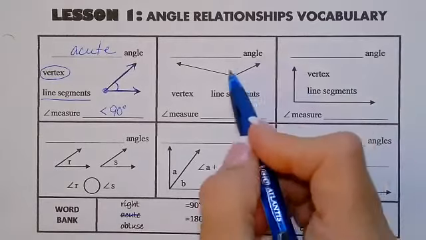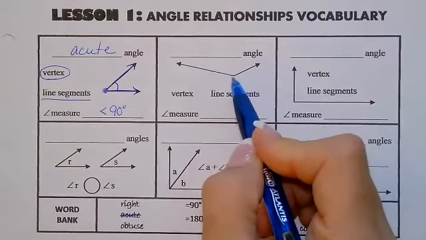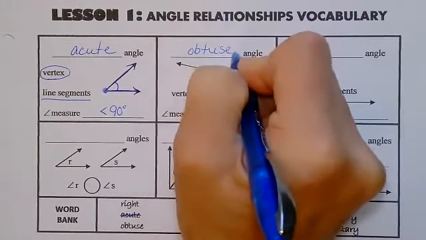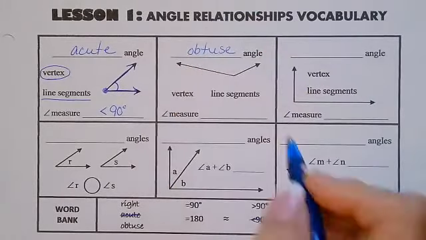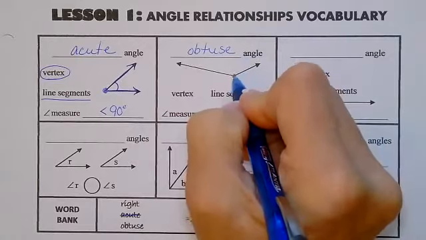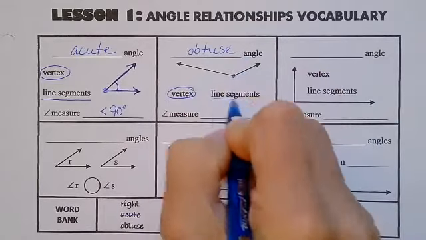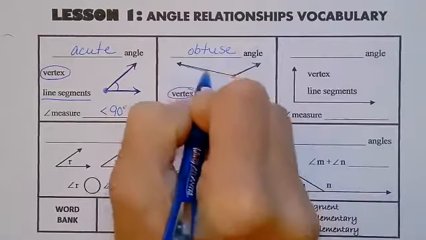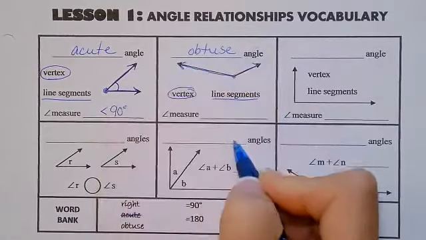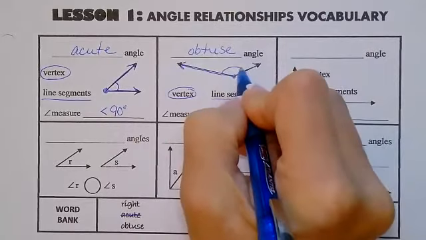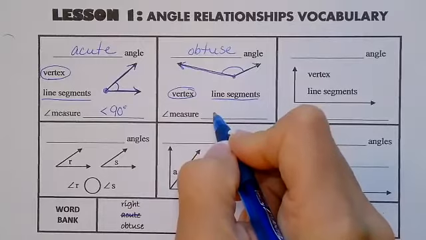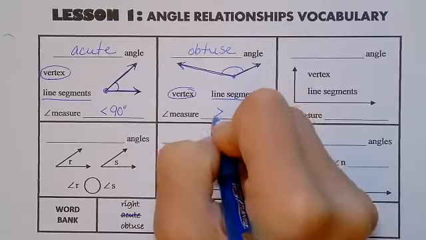The next angle, this is an obtuse angle. Its vertex is here, and the line segments are here. This is how you would draw it. An obtuse angle is greater than 90 degrees.